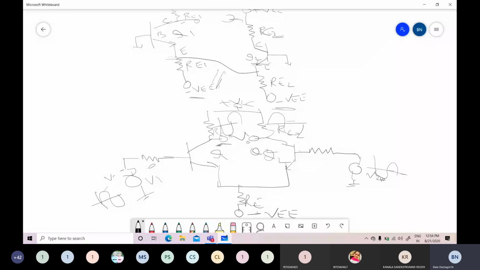Next, the signal voltage across RE. Whatever signal voltages are there across RE due to the effect of Q1 and Q2 are equal in magnitude and 180 degrees out of phase. Hence these two signals cancel each other and there is no signal across the resistance. Here you get the amplified signal across Q1 and Q2.